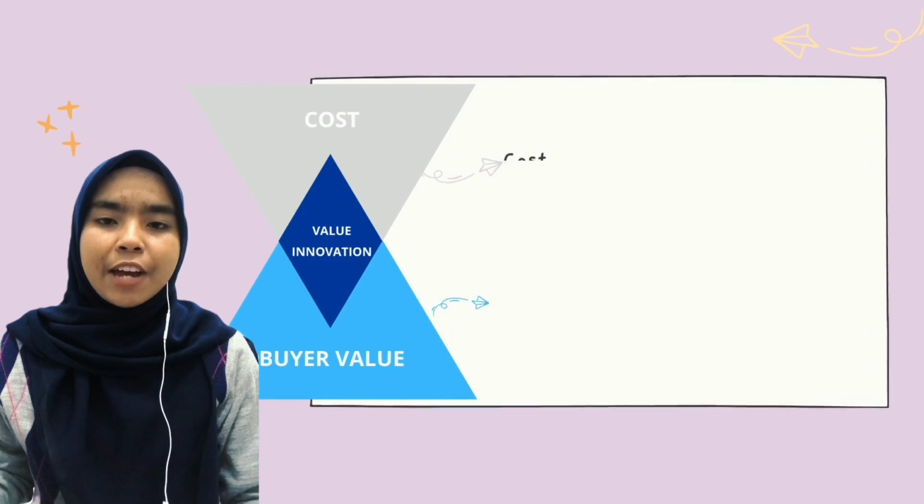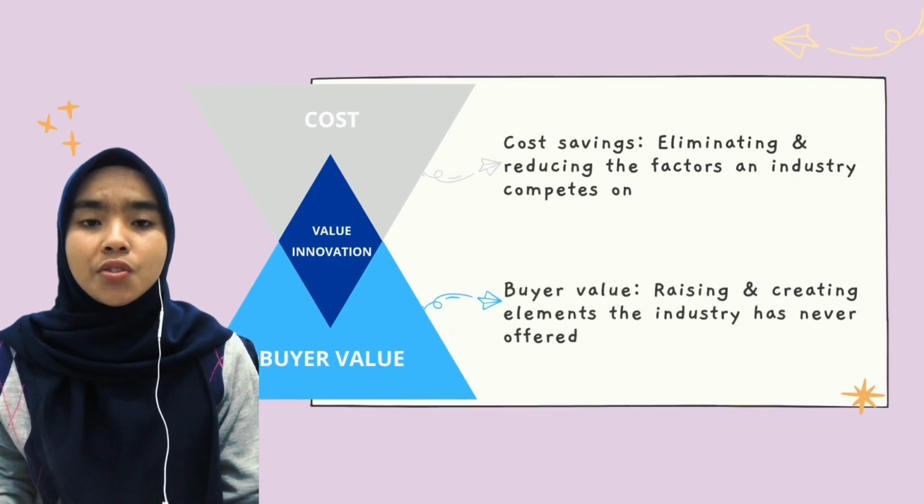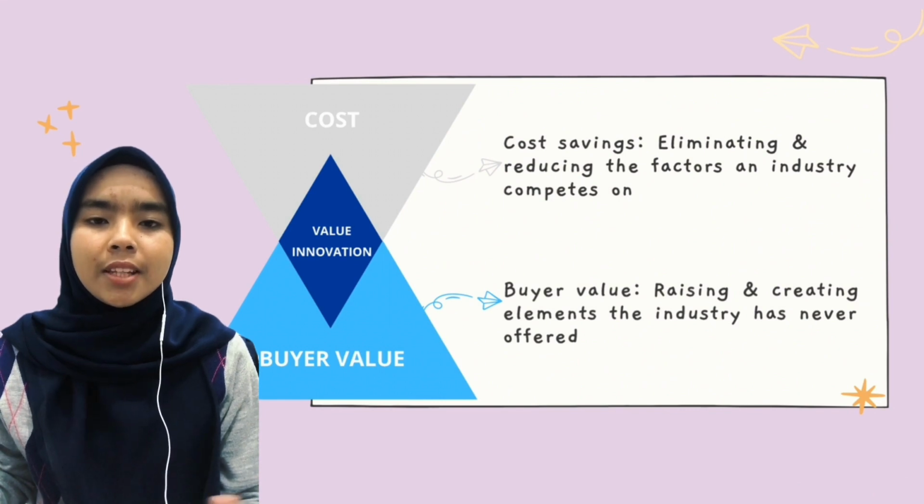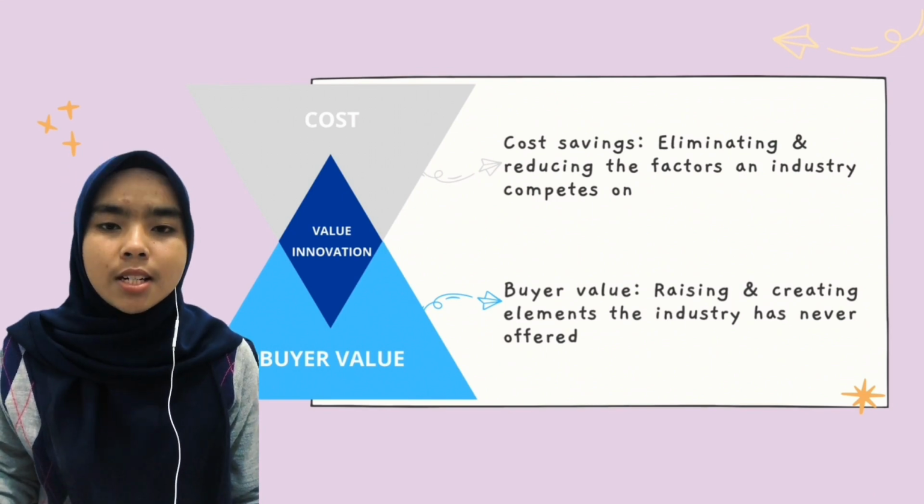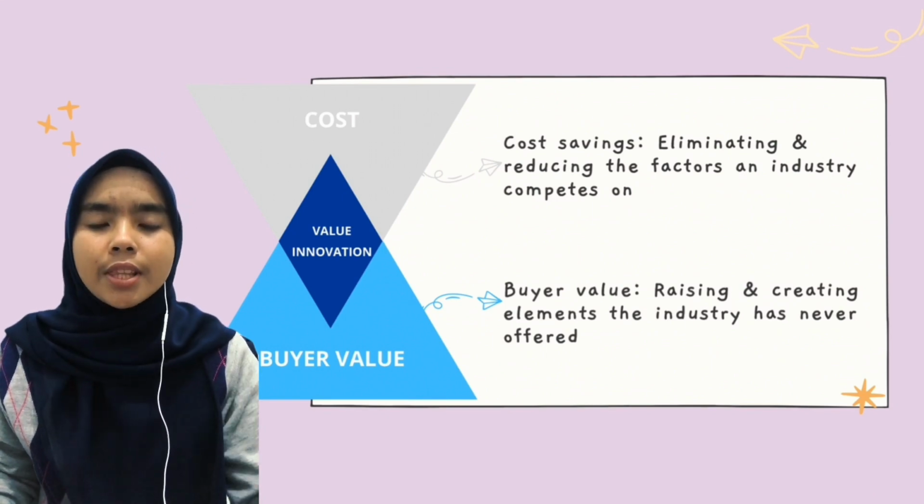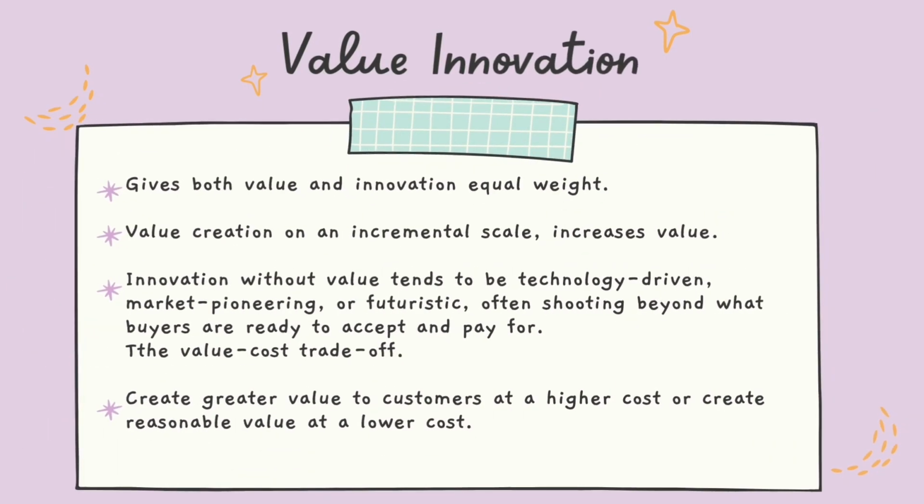Value innovation is divided into two: the grey is cost savings, made by eliminating and reducing the factors the industry competes on, and the light blue is buyer value lift, by raising and creating elements the industry has never offered. Value innovation gives both value and innovation equal weight.